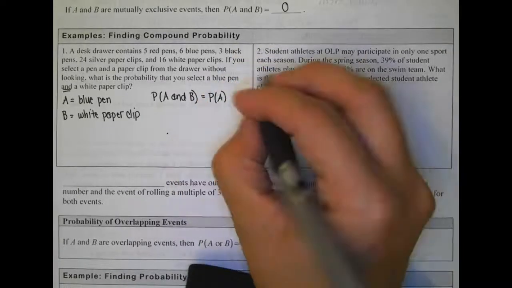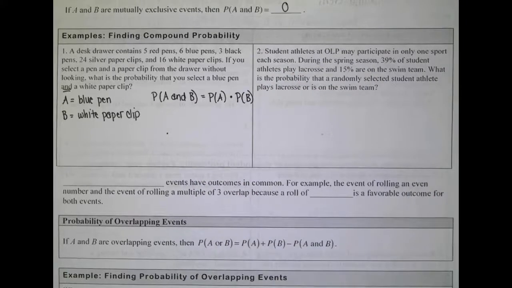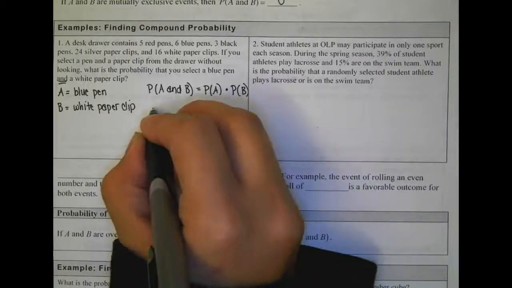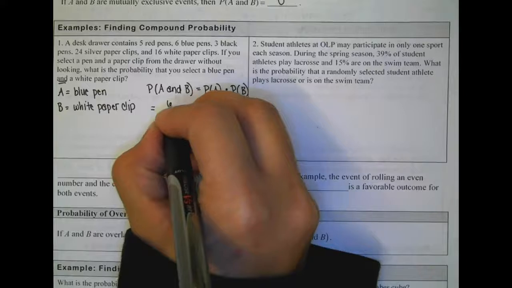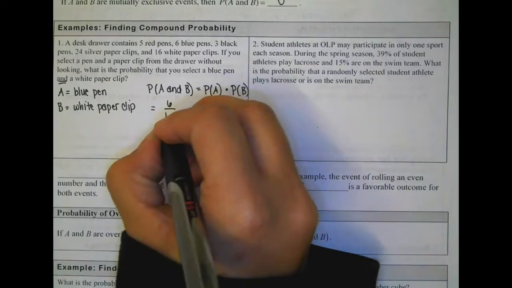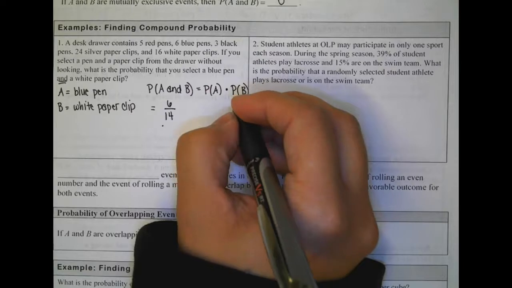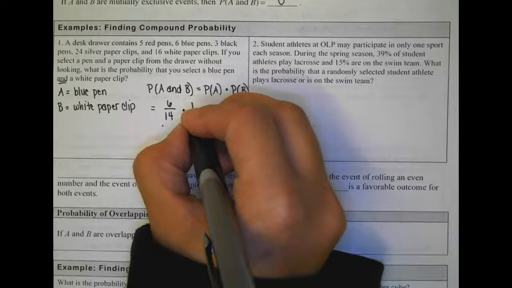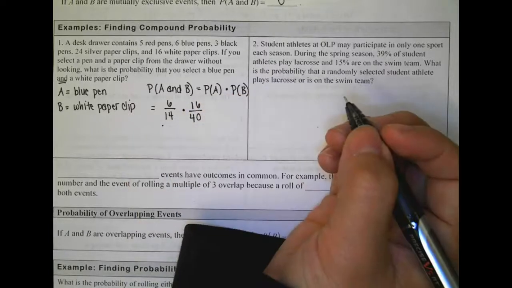and because they're independent, the probability is going to be the probability of A times the probability of B. Okay, the probability of A, I'm going to come over here so there's a little more space. There are 6 blue pens, and there are 14 pens total. Okay, and probability of B, well, there are 16 white paper clips, and there are 40 paper clips total.